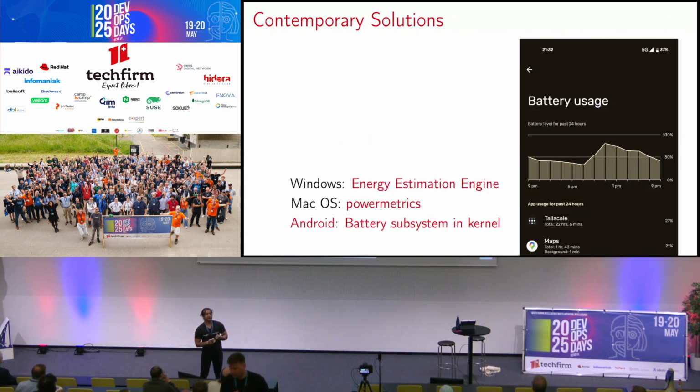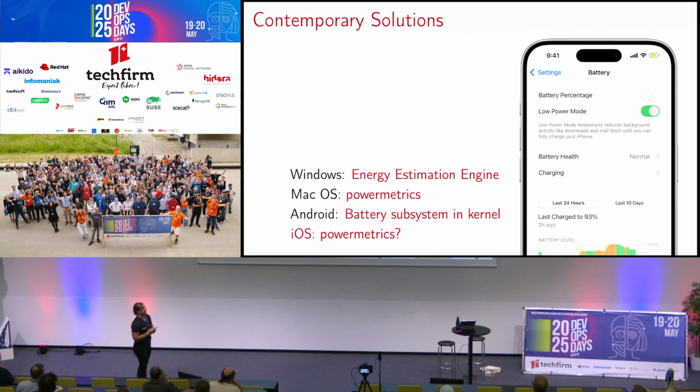Android. Android devices are really constrained by energy. So they actually have a proper battery subsystem in the kernel to track all of this. And for iOS, I could not find a lot of data, but I suspect that their service would be very similar to Power Metrics. So all of the contemporary ecosystems and all of the contemporary operating systems have solved it. I have covered the majority of non-Linux devices right here. Why is Linux missing?